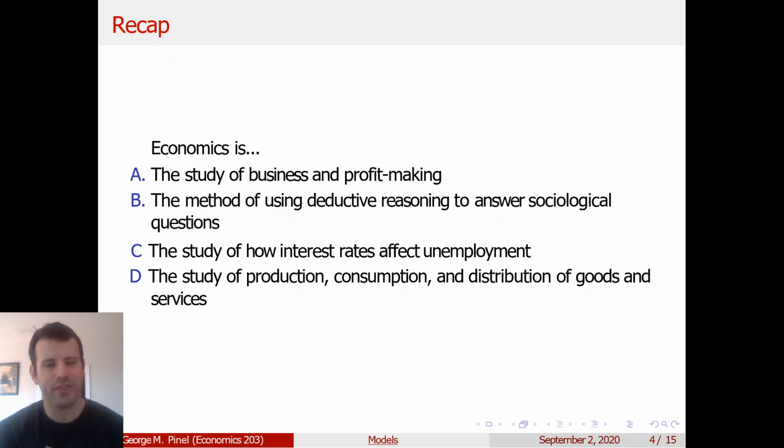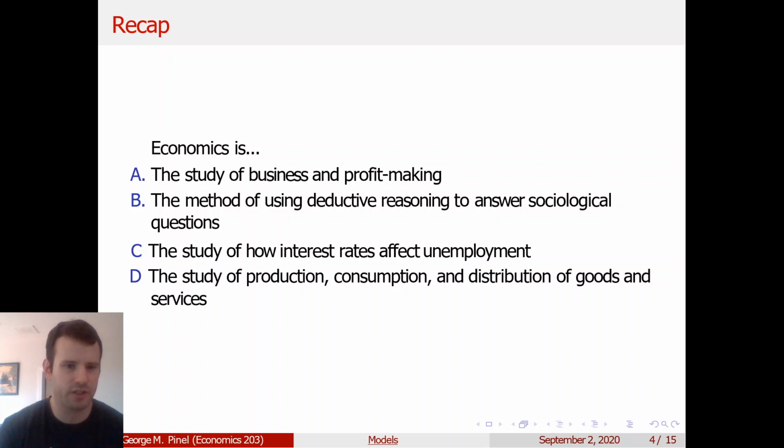Letter B, the method of using deductive reasoning to answer sociological questions. So your first key here is sociological. Really, sociological questions would be the branch of sociology. However, economics does tend to move into other fields. So that doesn't necessarily push it out completely, but economics is, I wouldn't say more broad than sociology, but it has a different kind of realm than sociology, even if they might overlap. The part that would really eliminate this answer is the method of using deductive reasoning to answer sociological questions.